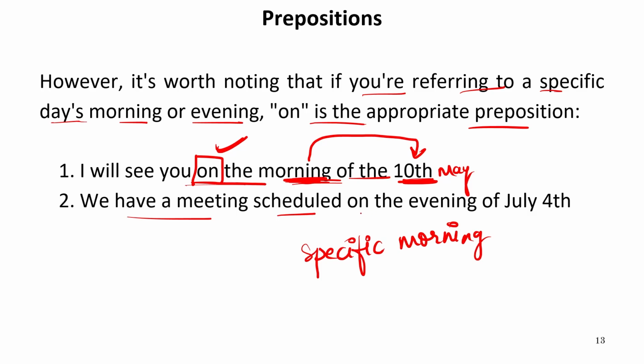You have a meeting scheduled on the evening of July 4th. So we are talking about July 4th. Therefore, we are using on because that is a specific morning which we are talking about. So you must remember that if we are talking in a general sense, we use in, but if we are talking about some specific day, then we use on and not in. This is very, very important again. So if we are talking about a specific day, we use on, and if we are talking in general, we use in. Generally we use in, but if we are referring to some specific days, we use on only. Now let us move further.